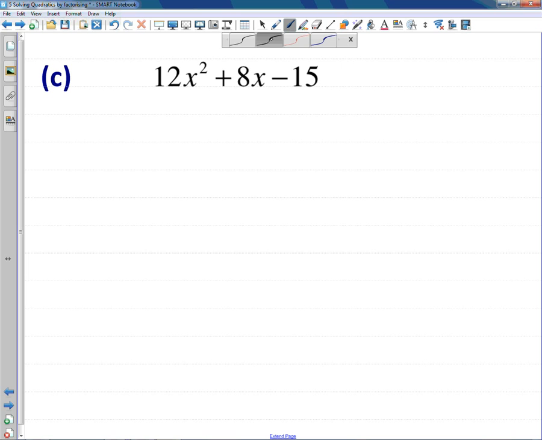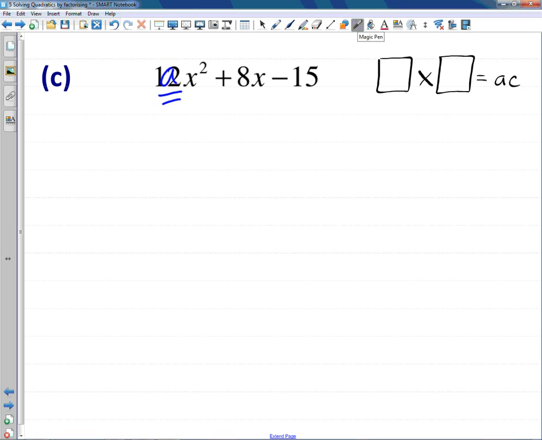We're going to look for two numbers that when you multiply them, you get A times C. By that I mean the x squared coefficient A and the constant C. So in our case, we get negative 180. The same two numbers we need to add to give the coefficient in the middle, B. So in our case, we've got 8.